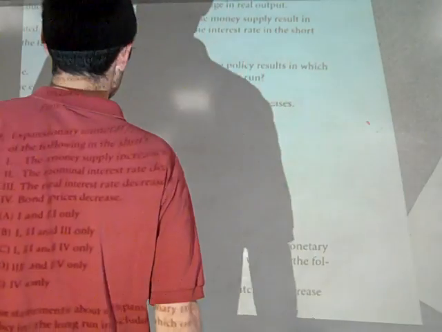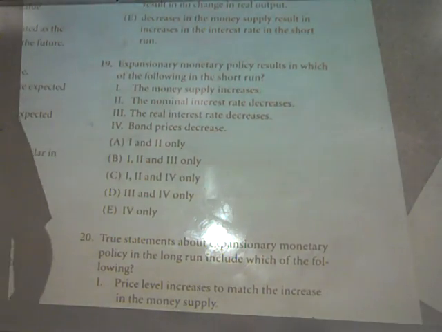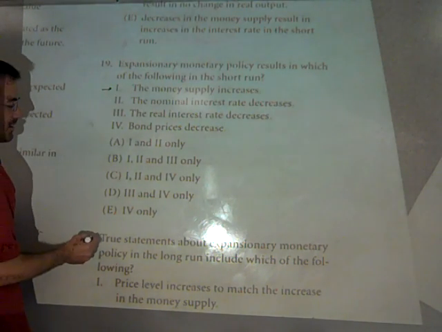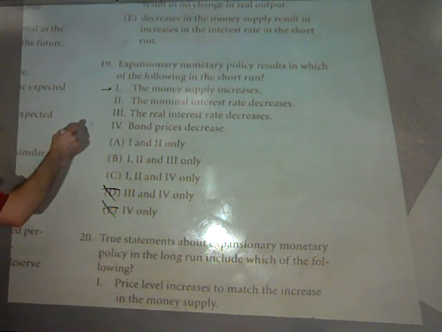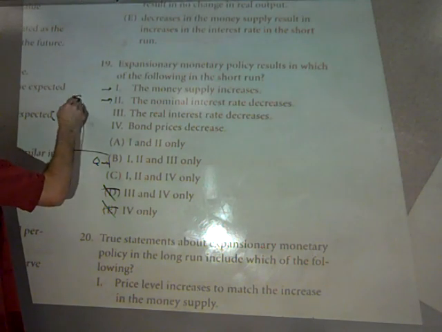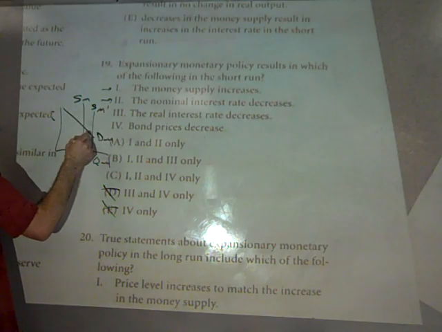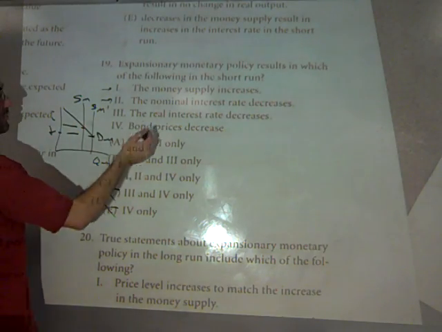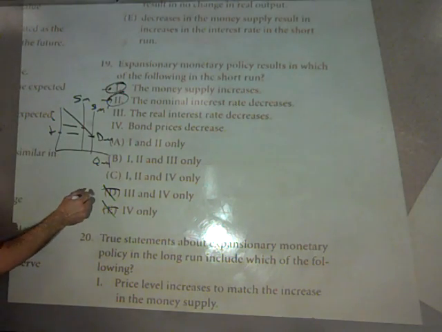Expansionary monetary policy results in which of the following in the short run? Well, we just drew that. If you want to redraw it, redraw it. It does increase the money supply, so one has to be in our answer. It's not that one or that one. The nominal interest rate decreases. Oh, man, I forgot. Let me draw a picture to tell me the answer. Expansionary monetary policy moves the supply of money to the right, and the interest rate falls. So I like 2. I like 1. I like 2. My answer has to have both 1 and 2 in it. Well, all 3 of those do.